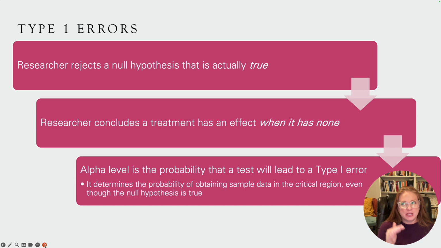So what's going on here? Well, the alpha level, the probability that the test will lead to a type 1 error, is probably off. Okay, so adjust your alpha level. Okay, so it determines the probability of obtaining sample data in the critical region, even though the null hypothesis is true. It usually means your alpha level is too loose, so tighten it up.